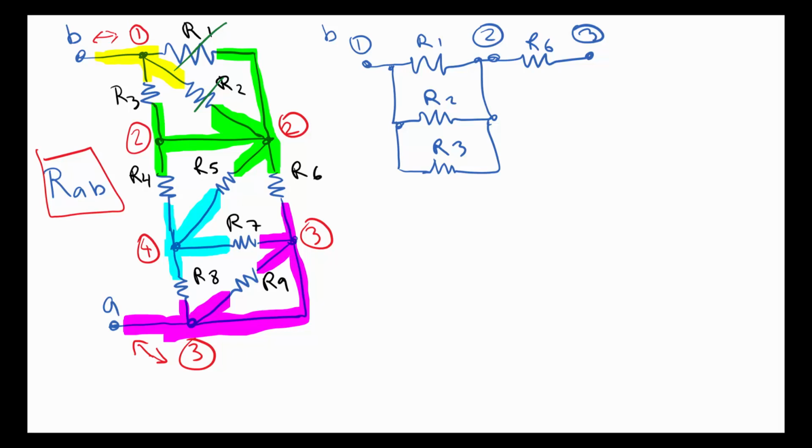Let's do node 4. Let's just put node 4 down here just for fun. I don't really know exactly where to put it, but we'll see what's connected to what here. We can see that between node 2 and node 4, we have an R4. So between node 2 and node 4, we have an R4.